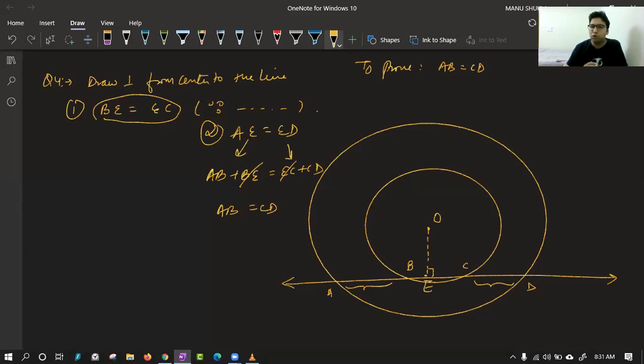Like Utkarsh, if you want to do, you can join these, you can form two triangles and then also you can try to prove this. Okay, that is also okay, but little bit lengthy. But if you are good at theorems, you can do it directly also.